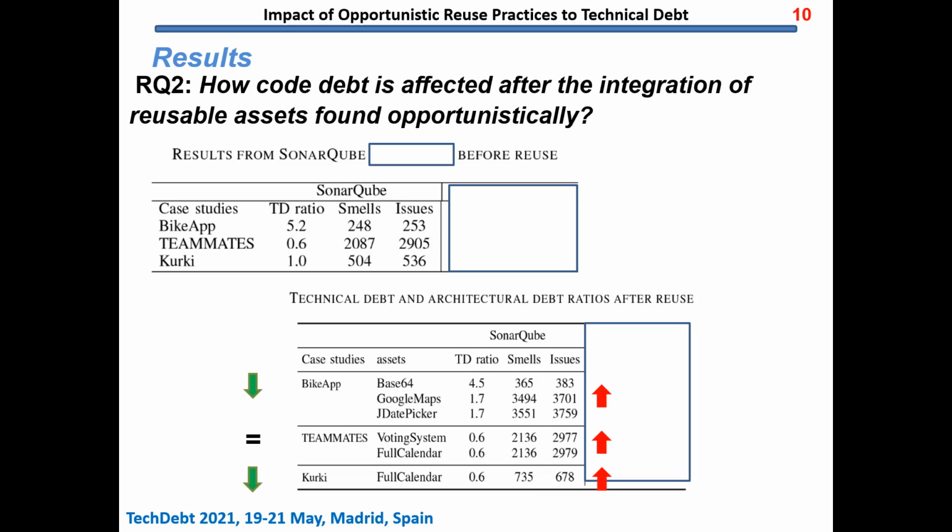As we can observe, for the first and third project, the technical debt ratios decrease, mainly because of the size of the reused components and because SonarQube takes into account the number of lines of code. Teammates is a bigger project, so the technical debt ratio remains almost the same after reuse. However, the number of smells and the number of issues in the three projects increase once we reuse and integrate the components.